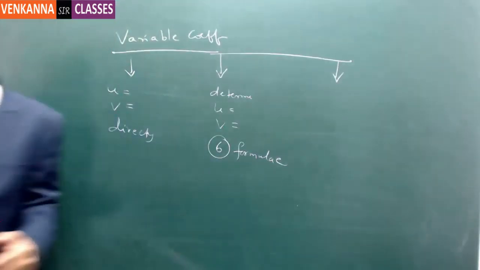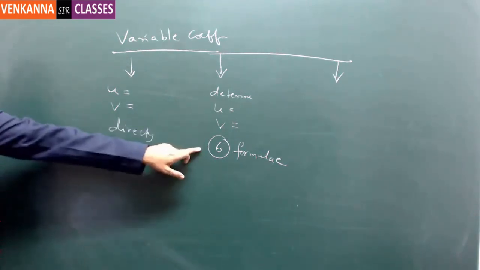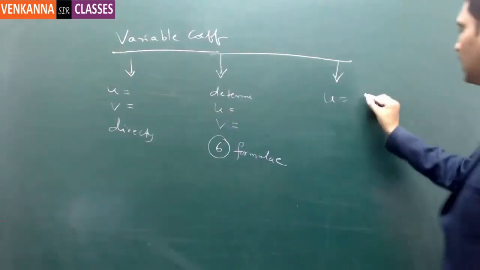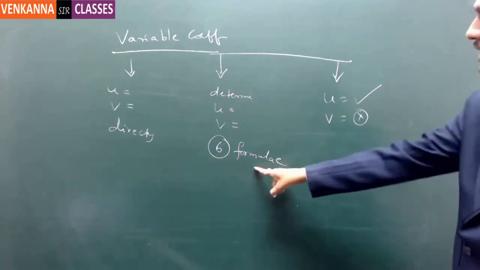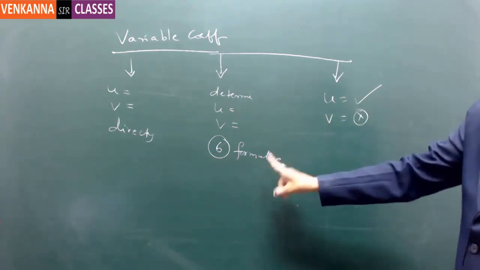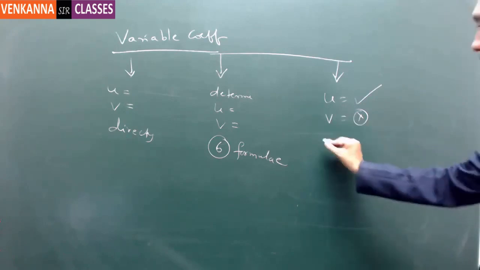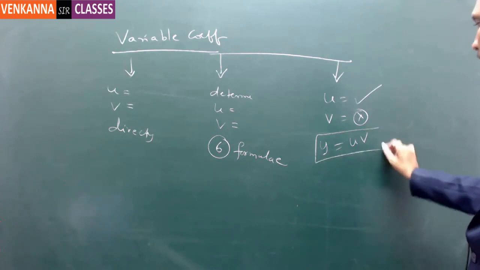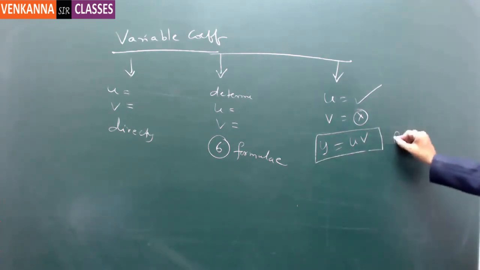And the third module is where the formulae so far discussed are not useful. It means finding u, v is not possible as per the 6 formulae concerned. So what happens? To determine v, I have given the procedure y is equal to uv, right? You are applying this methodology in which you take RHS 0.